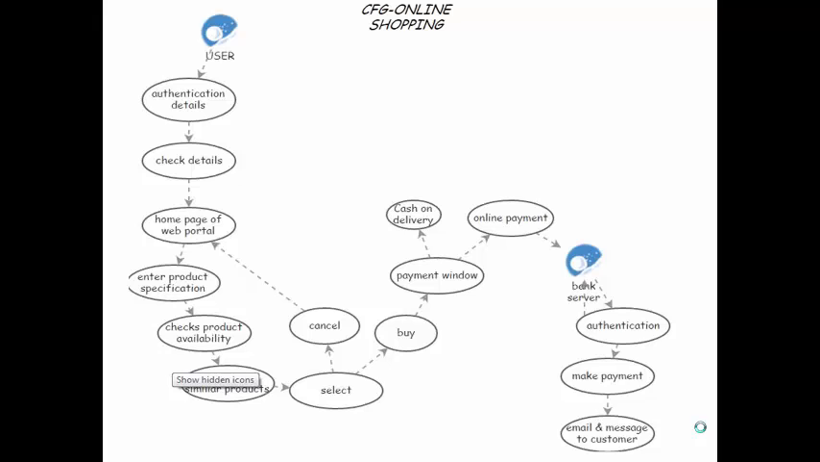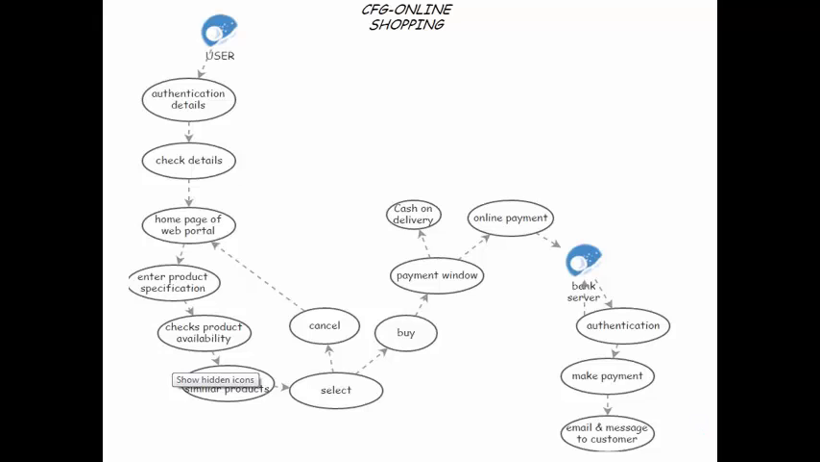We have to mention the details of the user and check details. In this block we have to check whether our details are matching the particular details. If it is matched, then the home page of the web portal will be opened. We can enter the product specification, like whatever we want to shop online, and check the availability of the product, whether what we are searching for is available or not.